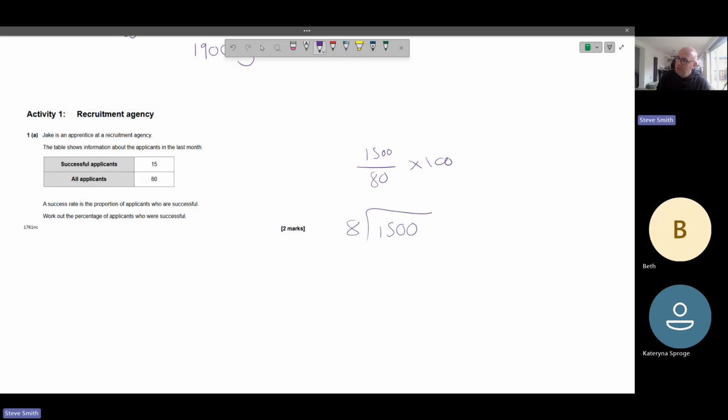divided by 80. I've now got to recognize that I can do something extra with this sum to make it more simple. I've got a 0 here that I can knock off. But if I knock 1 off there, I need to knock 1 off here. So it becomes 8 divided into 150. Non-calc.